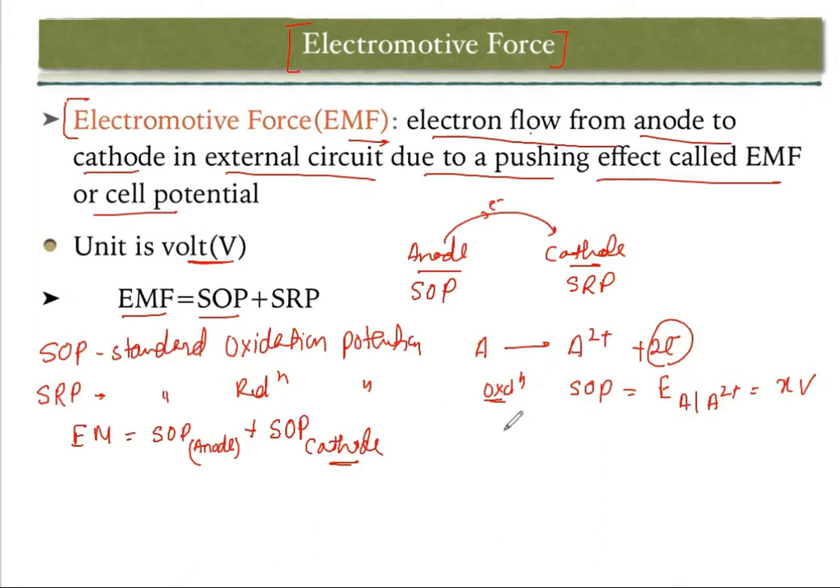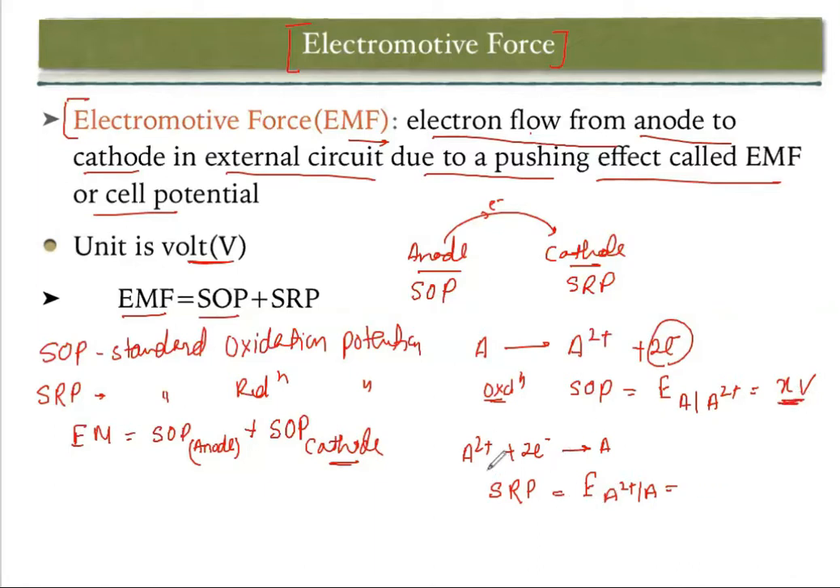Now if we reverse this reaction, that means A2+ plus 2 electrons is going to give A. So here we will see that the oxidation state goes from 2 to 0. So we can say that this is nothing but your standard reduction potential. So we can write the EMF as A2+ to A. Now if you reverse the reaction, what will happen? The value is going to change, and this value will have a negative sign.